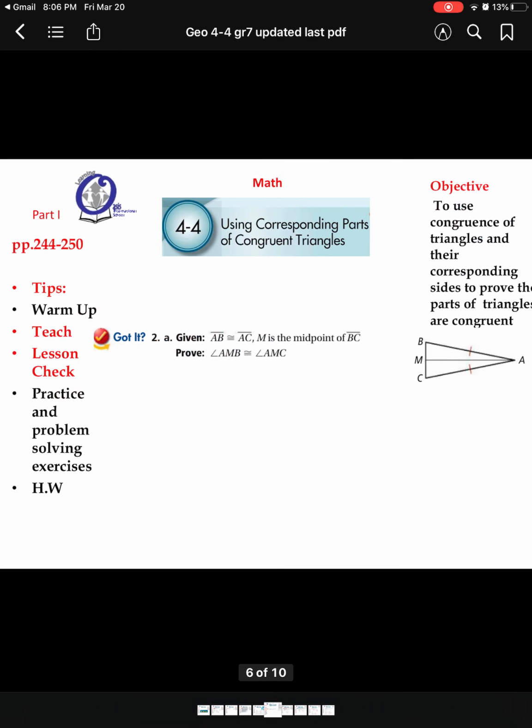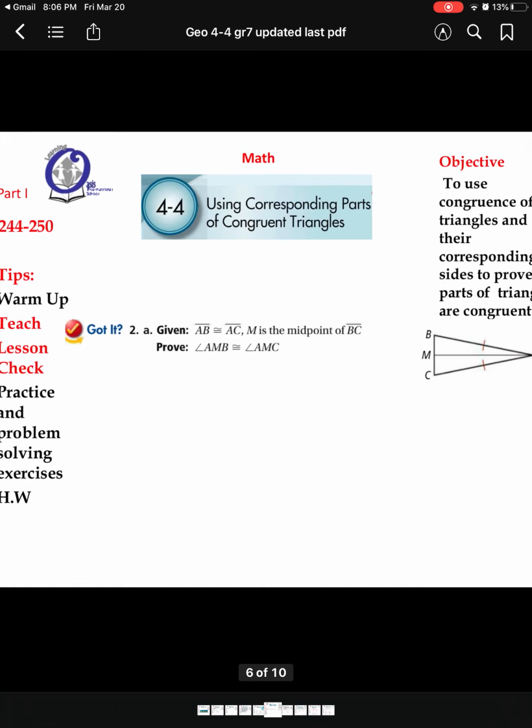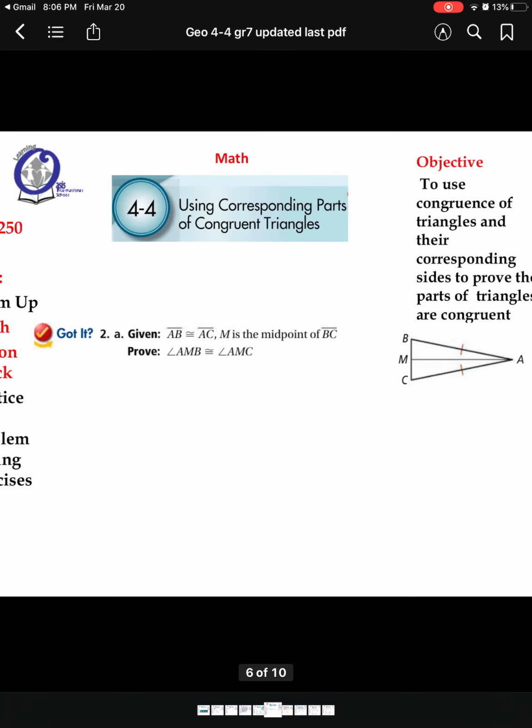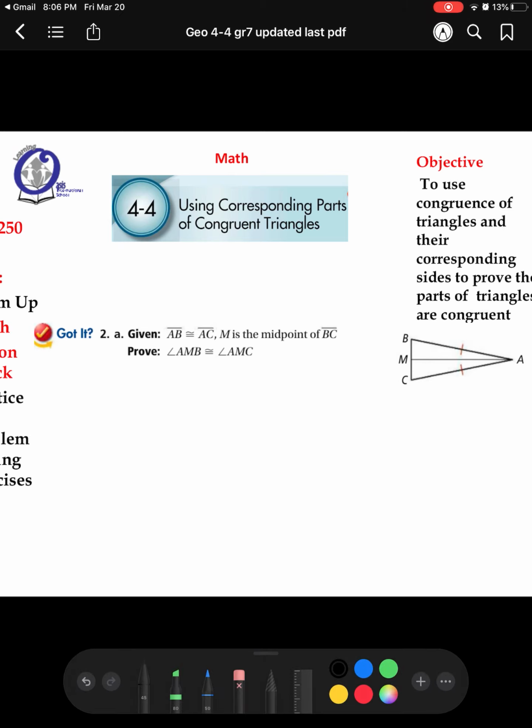Let's do the "Got it." The "Got it" is telling you, given AB is congruent to AC. Let's highlight them directly. This is AB and this is AC. So I have a side. I want you to think in this way. While highlighting them, make sure to try to help yourself find the suitable postulate.